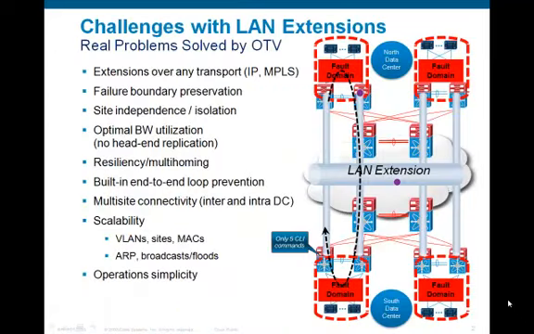The real problems solved by OTV: extensions over any transport, failure boundary preservation, site independence isolation, optimal bandwidth utilization, resiliency, built-in loop prevention, multi-site connectivity, scalability, and simplicity. OTV works by creating an OTV control plane through authenticated links between the Nexus 7000 or ASR routers at each of your data centers, called edge nodes in OTV parlance. You can then route your LAN traffic by encapsulating it and routing it through this IP infrastructure.